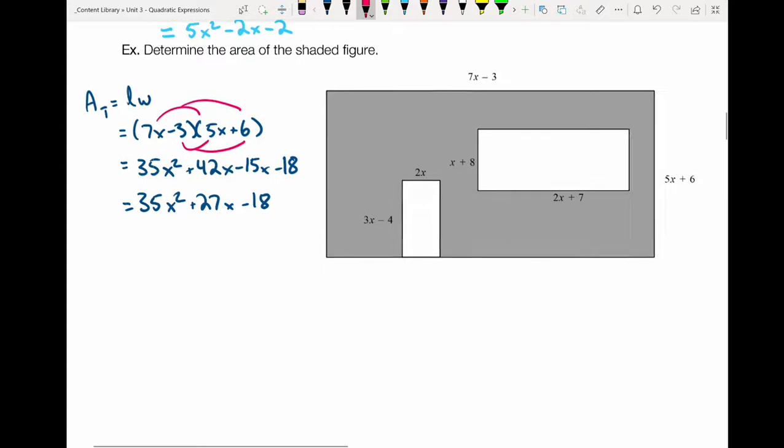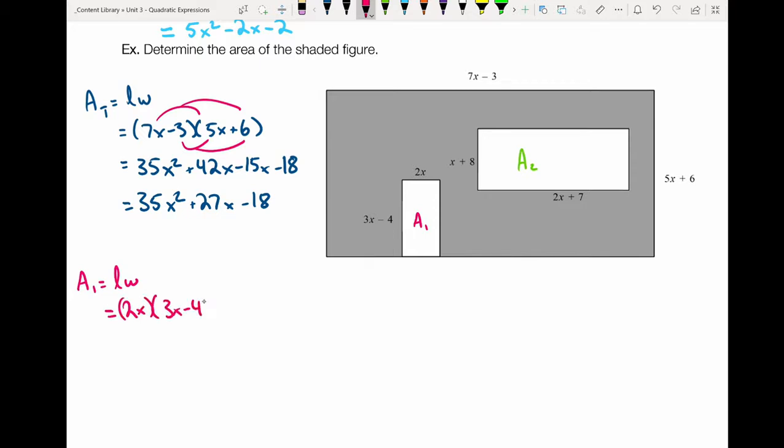I'm going to find the area of my 2 shapes. We'll call it A1 and A2. So area 1 is going to again be length times width. We have 2x times 3x minus 4. I'm going to use the distributive property, 6x squared minus 8x.